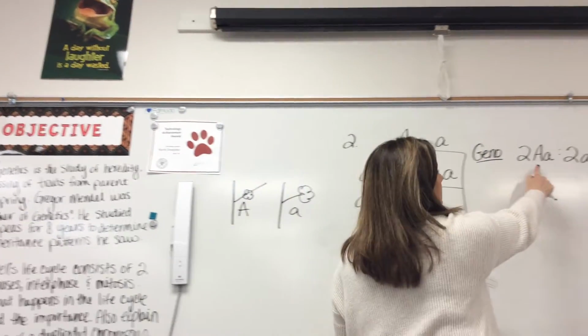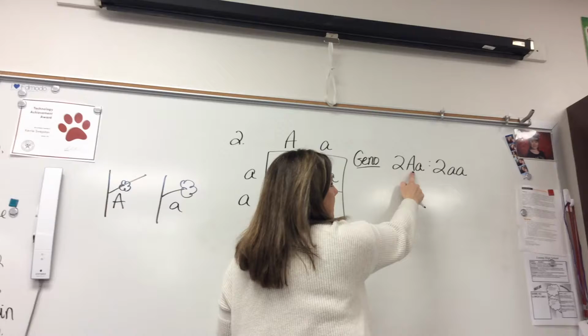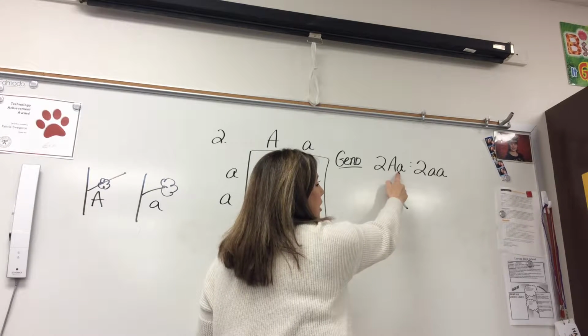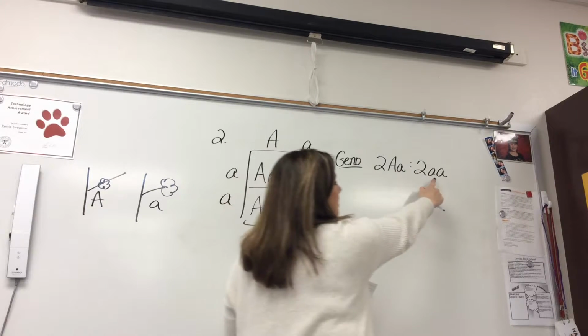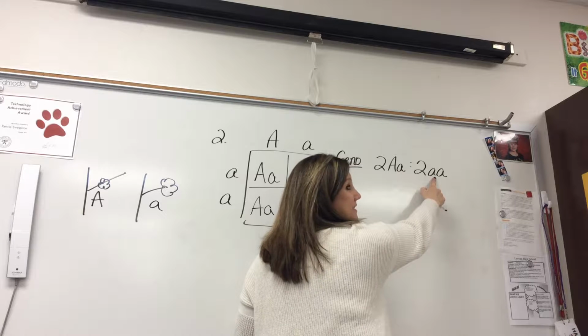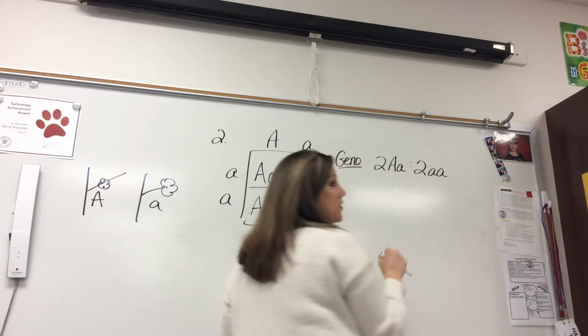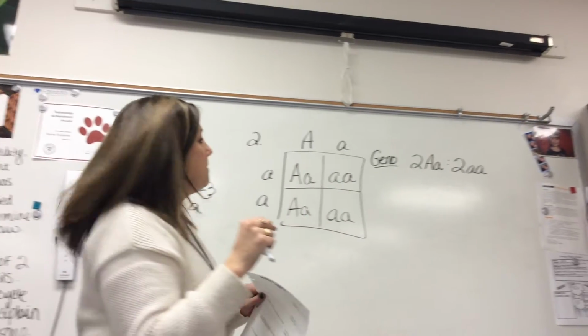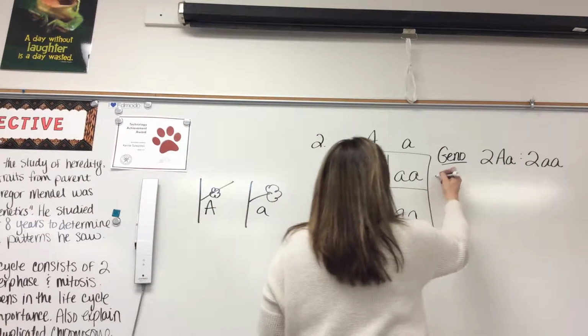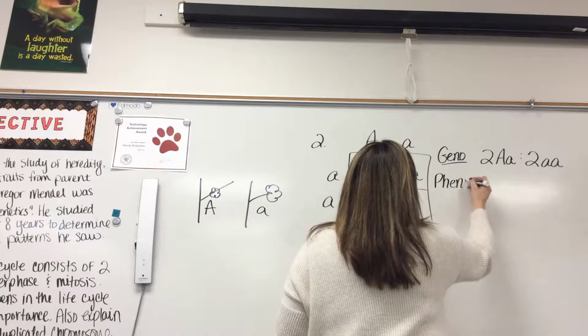We would call this heterozygous because the letters don't match and hetero means different. And we would call this homozygous recessive. Homozygous means the same, and they're the same for the recessive trait. Okay? So that's the genotypic ratio. Let's look at the phenotypic ratio.